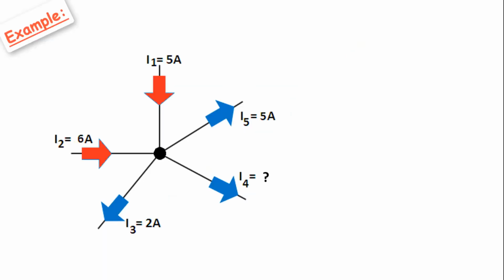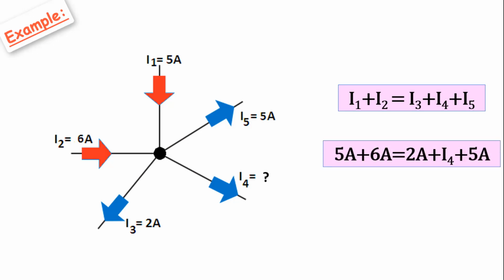What is the unknown current I4 value in this example? Now, let's try to find it. It is seen that the I1 and I2 currents come to the nodal point, and the I3, I4, and I5 currents go from this point. Then it will be I1 plus I2 equals I3 plus I4 plus I5. If we substitute the values, it will be 5 amps plus 6 amps equals 2 amps plus I4 plus 5 amps. From here, the value of I4 will be 4 amps.